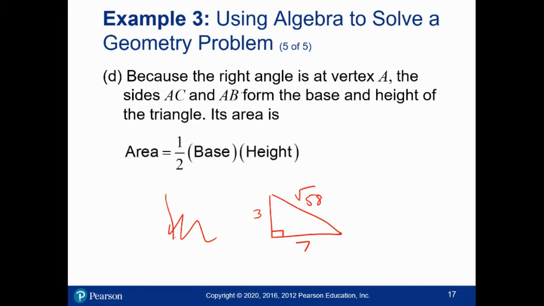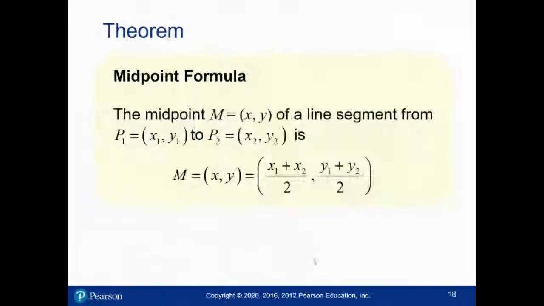Well, what's the area of a triangle? It's 1/2 base times height. We've got a right triangle, so let's just go ahead and use base and height as 3 and 7. 1/2 times 3 times 7 is 21/2 square units. Square inches, square centimeters, whatever wasn't given to us, it doesn't really matter. Okay, that was the distance formula. Now let's check the midpoint formula.